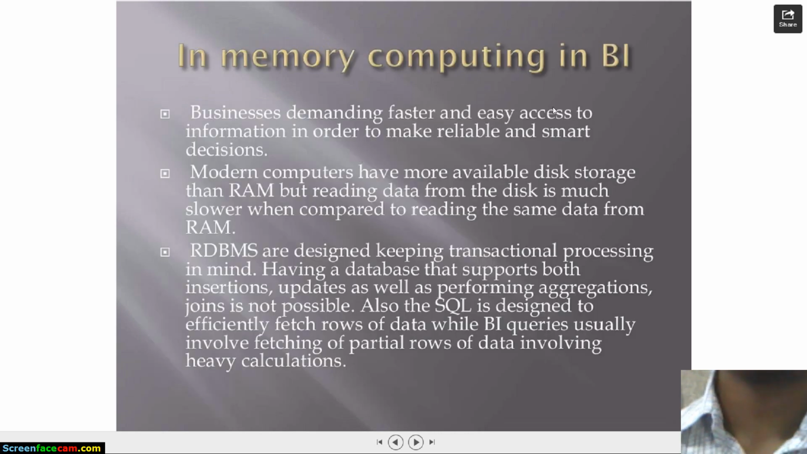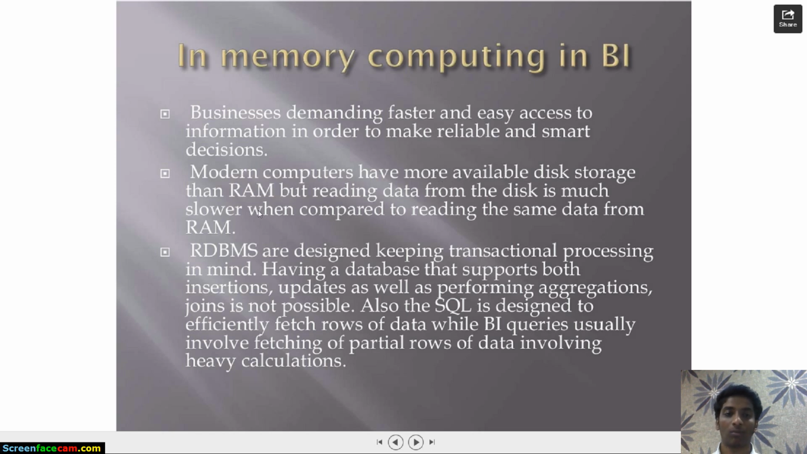Moving on, in-memory computing in BI, that is business intelligence. As we know, today business intelligence is a field which generally does financial analytics, business analytics, and any kind of research or analysis related to the performance of a company, how the stocks are performing, the quarterly results, how they vary. All this comes under business intelligence today. Businesses demand faster and easier access to information in order to make reliable and smart decisions. This is very essential to any organization.